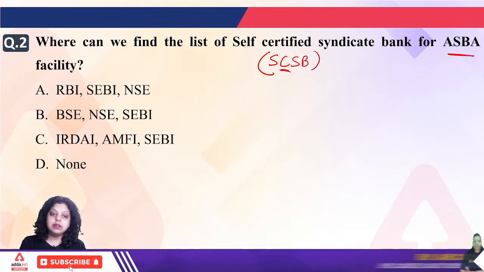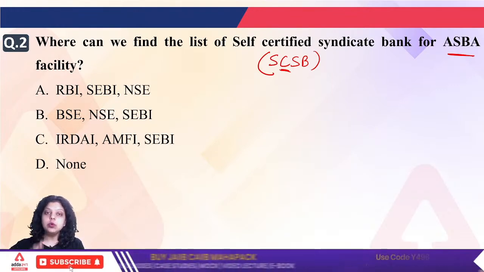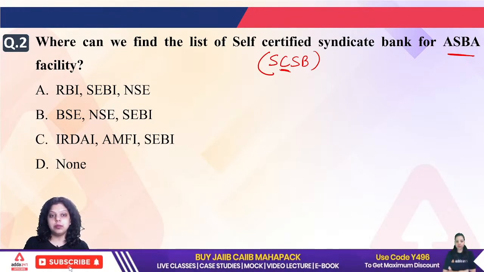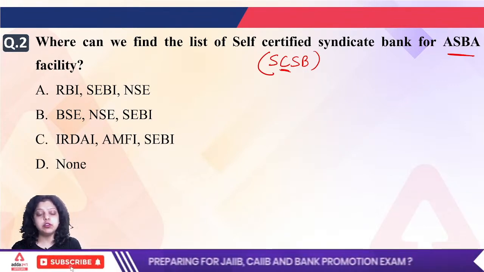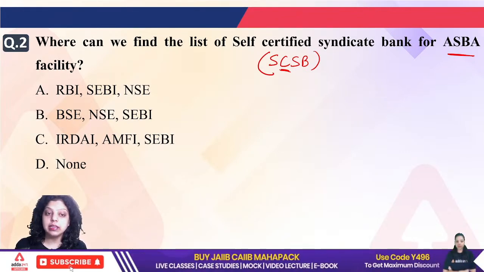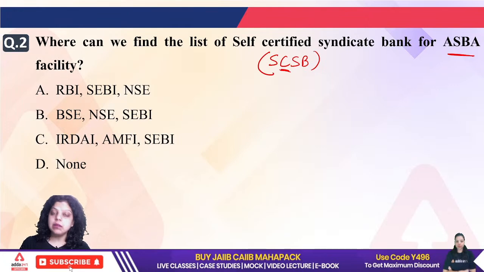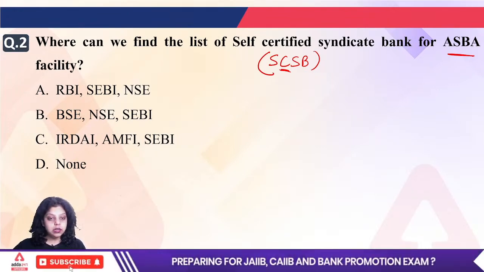So if I want to invest in the IPO of any company, I will give an application to my bank and authorize the bank to block a certain amount of money, which is decided by me: 10 crore, 10 lakh, 5 lakh. It depends on me how much I want to invest in the IPO. So I am giving the authorization to my bank to block this amount in my bank account because I want to invest in the IPO of, let's say, W company. That is known as your ASBA facility.